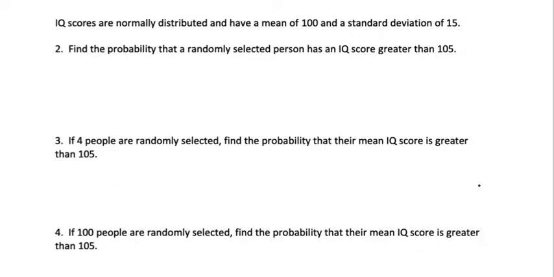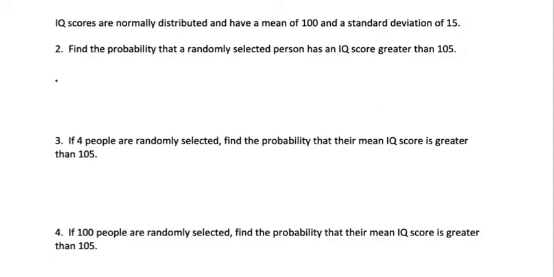The next problem, we're going to calculate probabilities, and we're going to use Minitab for problems where we're calculating probabilities. Calculating mean and standard deviation, you're going to do using the formulas. So this says IQ scores are normally distributed and have a mean of 100 and a standard deviation of 15. Find the probability that a randomly selected person has an IQ score greater than 105. So this is a problem that we did in Chapter 7.